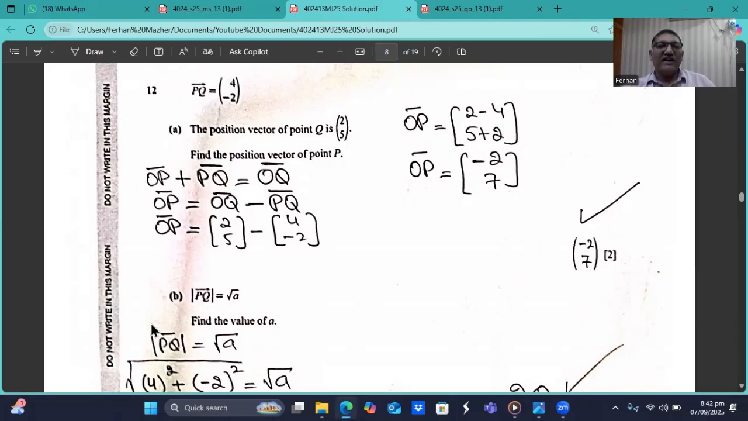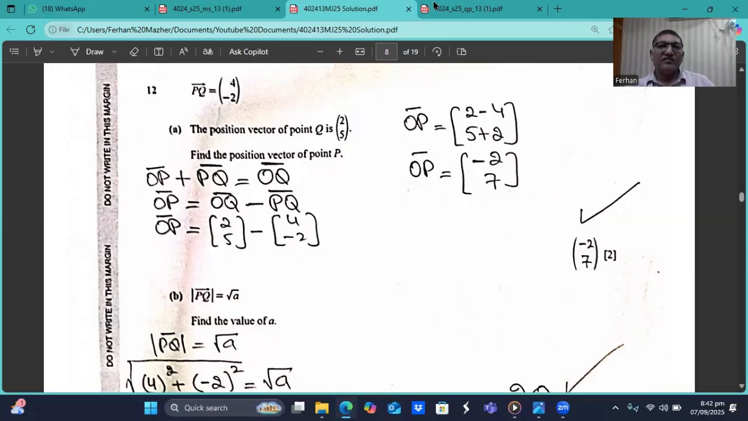OQ is (2, 5), and PQ is (4, -2). So when you subtract them, 2 minus 4 will be minus 2, and 5 minus minus 2 is 5 plus 2, which is 7. So the OP, which is the position vector of P, is (-2, 7). That was their question. This formula is very, very important.